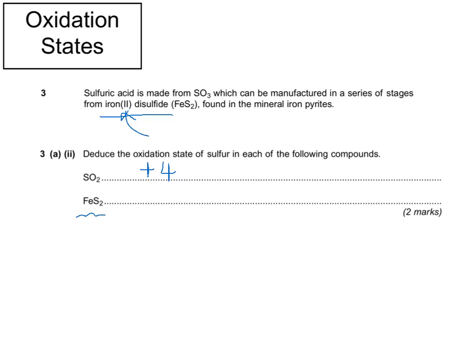And so the sulfur here in FeS2 must be -1, as the charge on FeS2 is 0, and so they have to add up to 0.